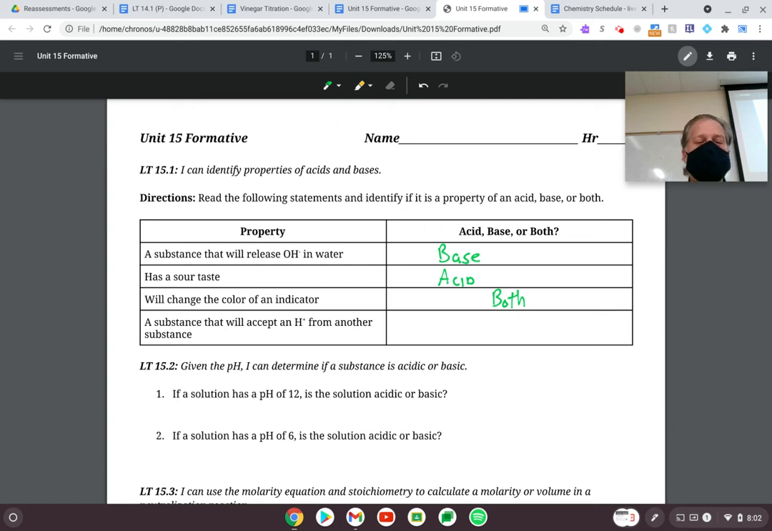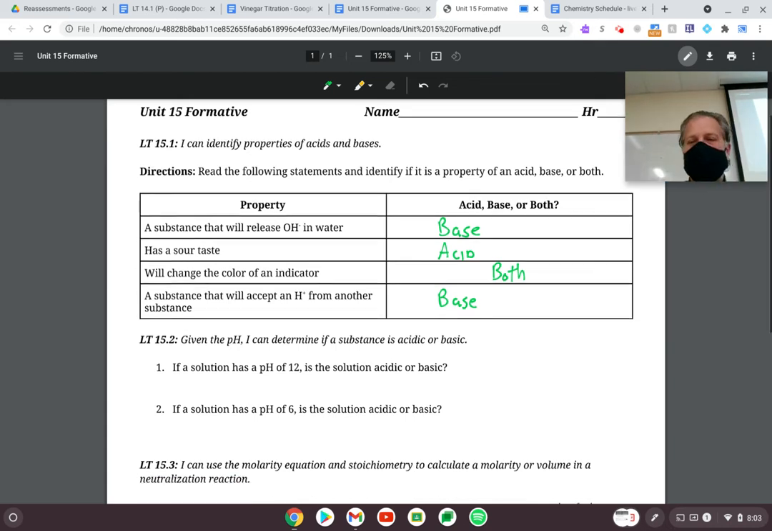And a substance that will accept a hydrogen from another substance, this one is also going to be a base. So a substance that gives up a hydrogen would be an acid. A substance that accepts a hydrogen would be a base. Those are just some of the properties of acids and bases. There's about 5 properties of acids you should know, and about 4 properties of bases you should know, and they are all covered on the Quizlet that, again, I'll try to push up to the top so you can practice it. So that was the first thing that we talked about.